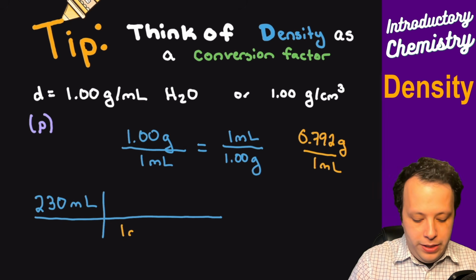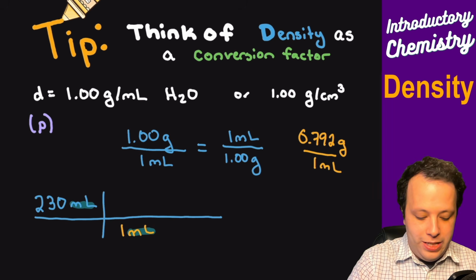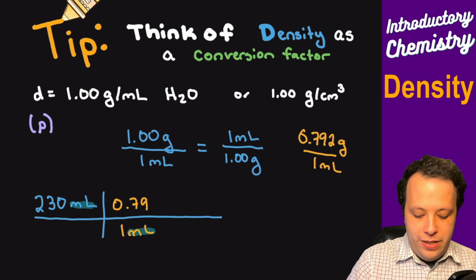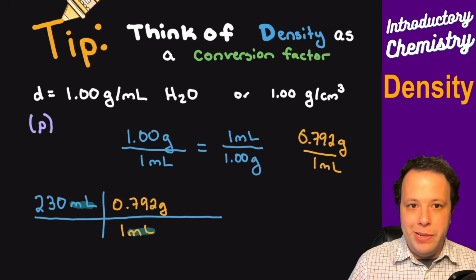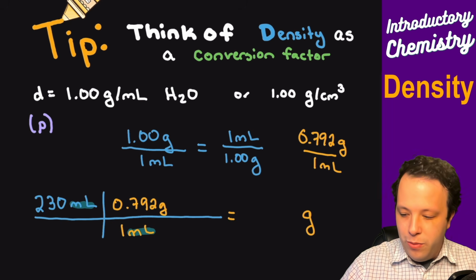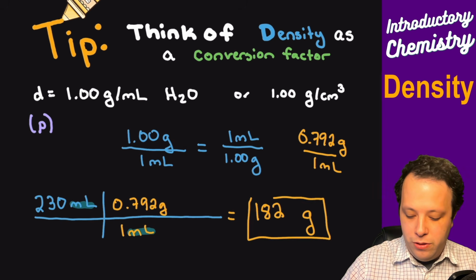Well, milliliter needs to be opposite of milliliter for them to cancel, right? Units need to cancel. This would leave you with 0.792 grams on top. This would give you grams. So once you go through the math for that, you should have 182 grams.